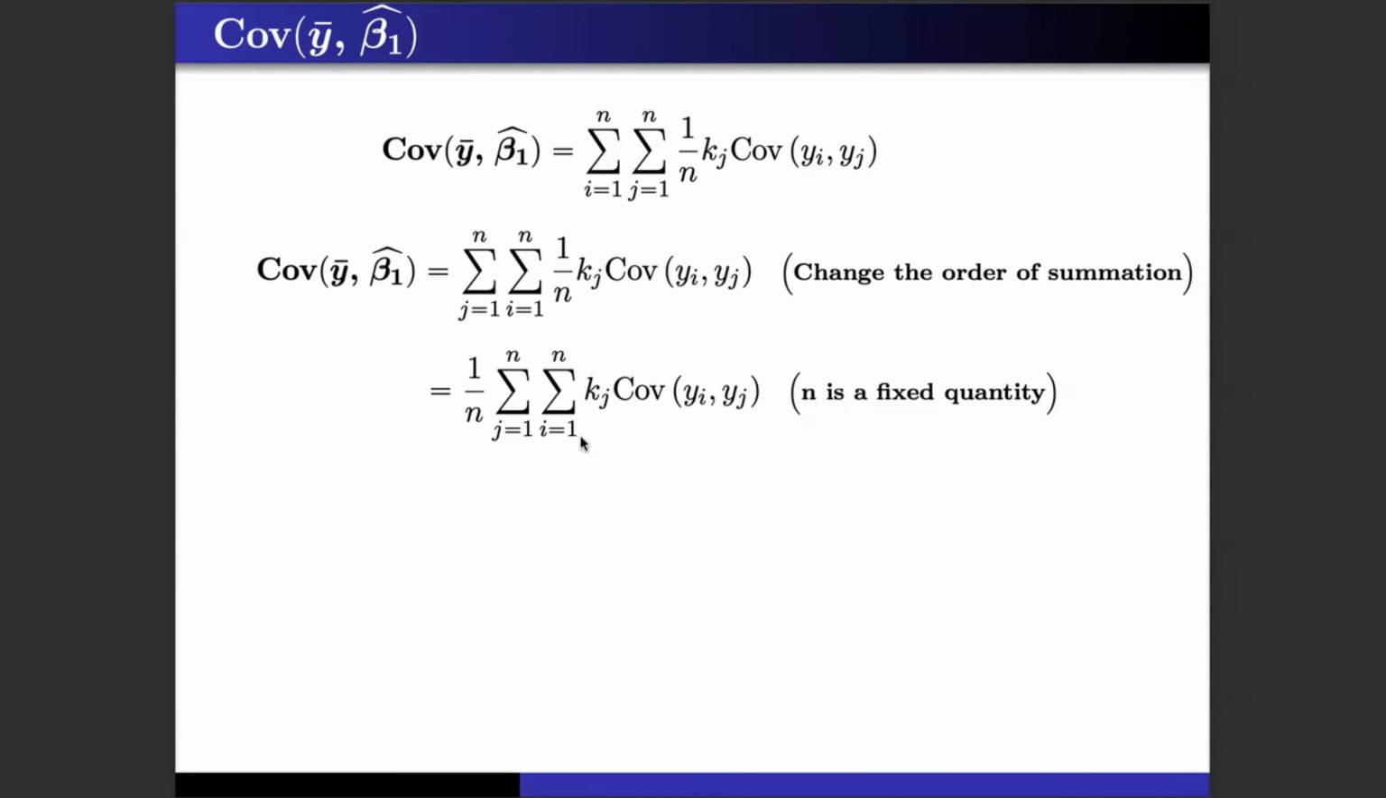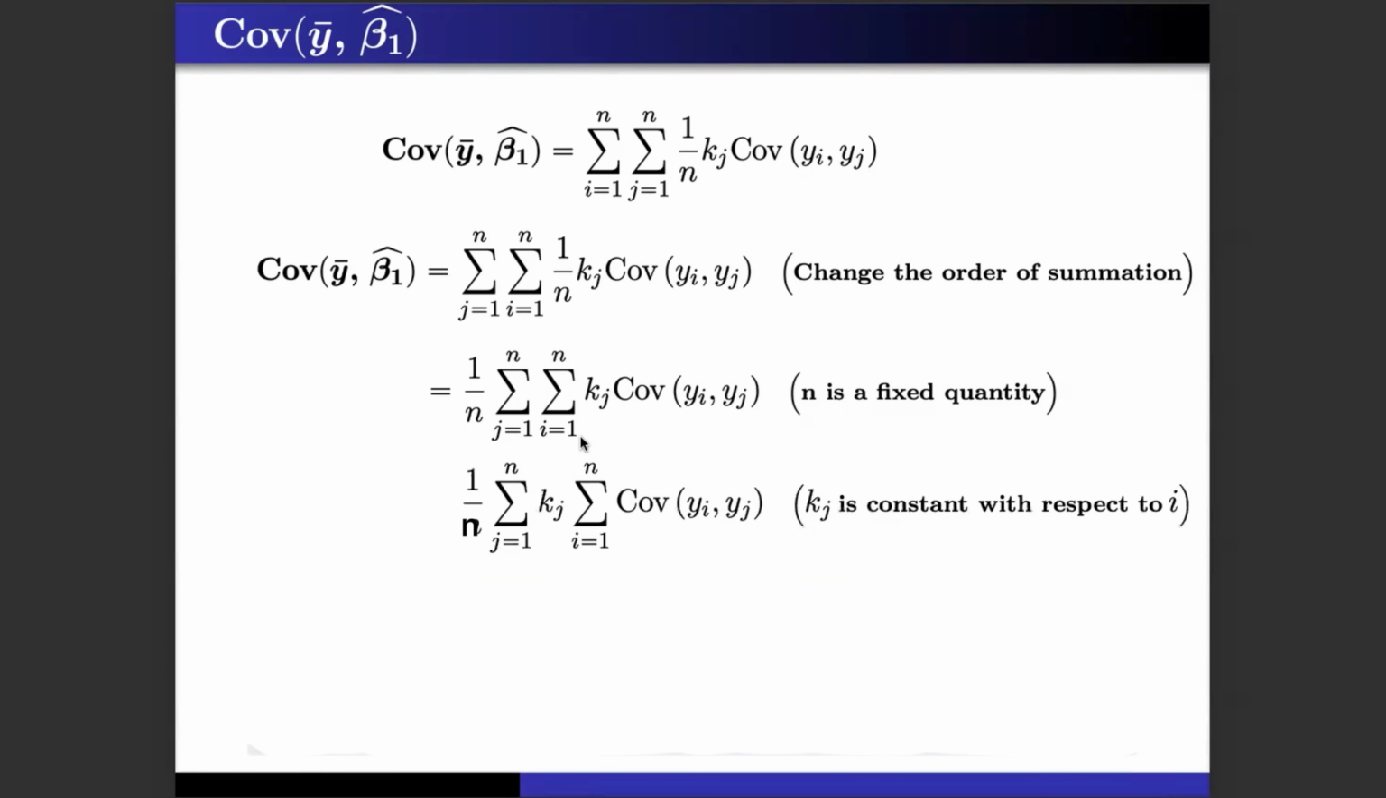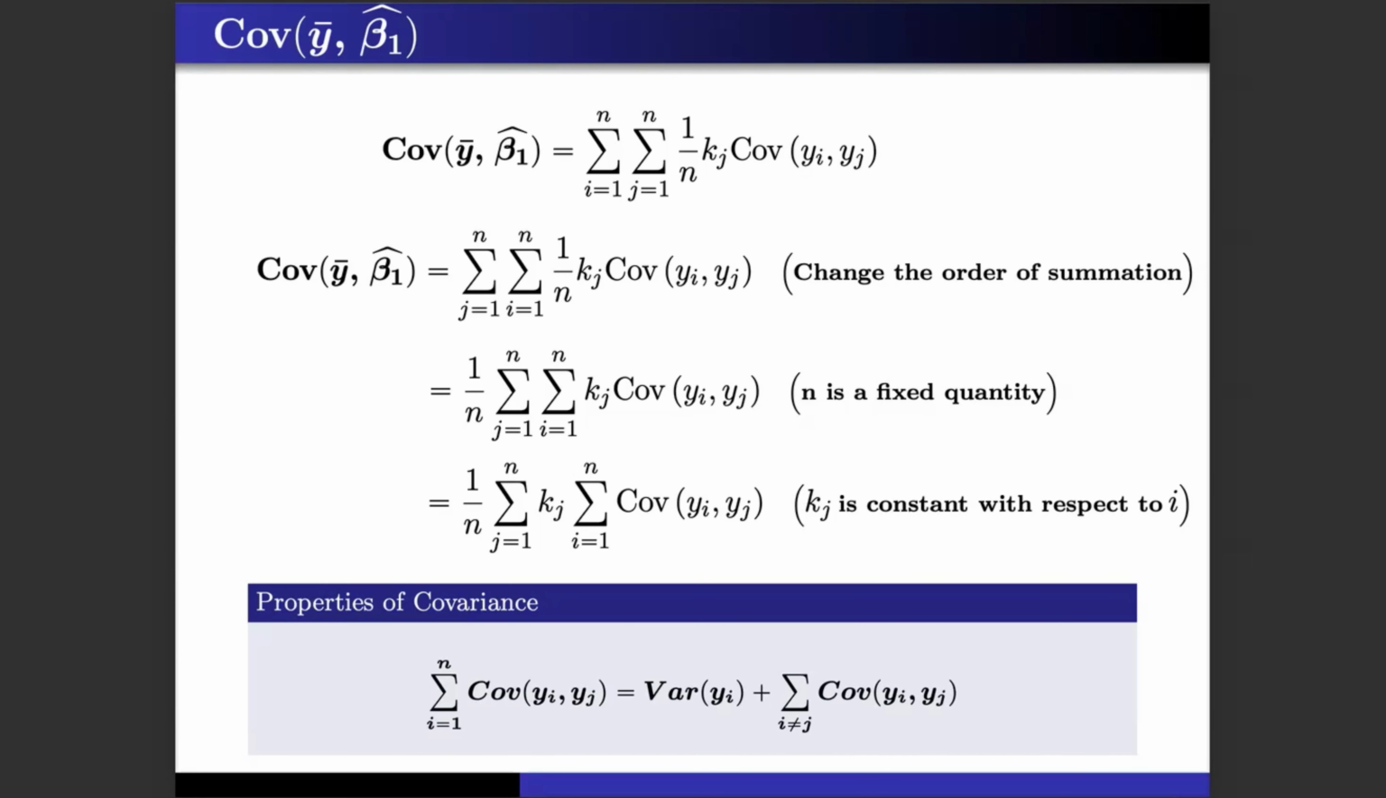Awesome. And the next term we have inside the summations is kj. kj does not depend on i. If you vary i, kj would not vary. kj varies as you vary j. So this kj is a constant with respect to the index i. And you pull this kj out of the summation over i. And therefore, covariance between y bar and beta 1 hat would become 1 divided by n summation j going from 1 to n kj times summation over i covariance yi comma yj. Perfect. And now let's try to simplify it further.